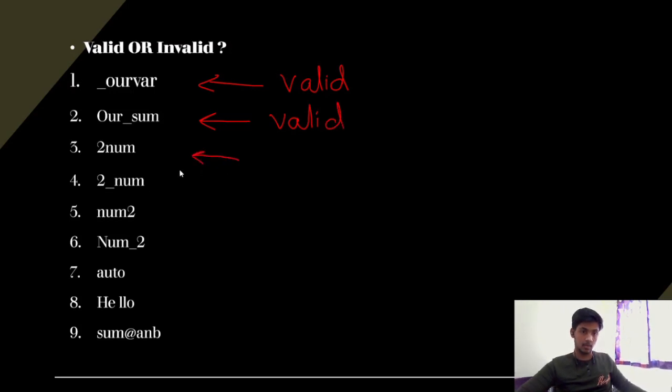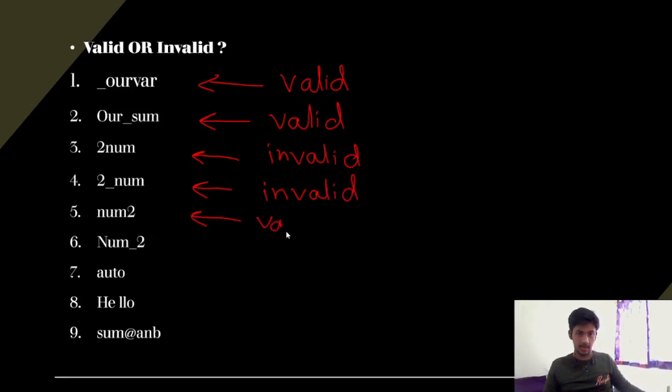Next is 2num. A name identifier cannot start with a number, so this is invalid. Another one is the same, it is starting with a number, so this is also invalid. Another one is num2, so this is valid, right? We have a number but it is not at the start of the identifier. This is also valid.